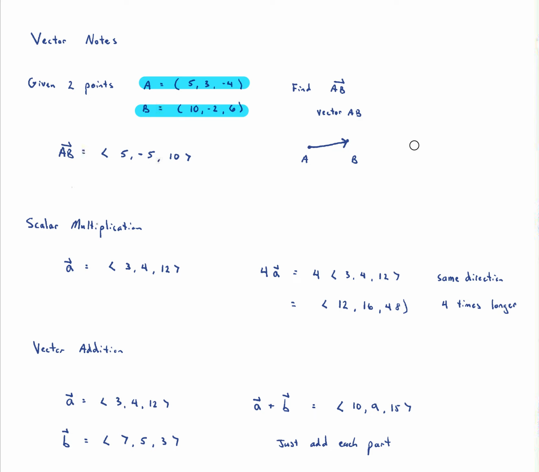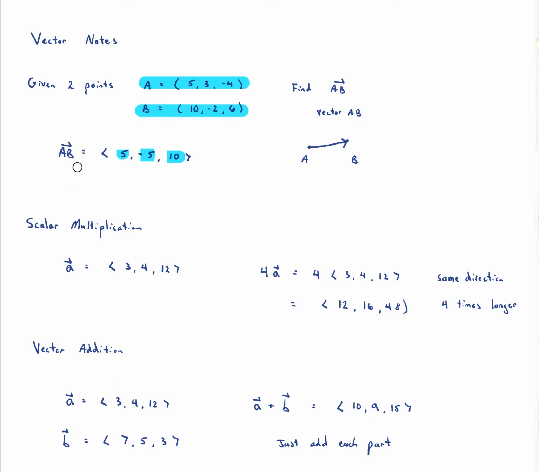Remember, a vector is going to be signified by an arrow starting at A and going to B. And it's very similar to a slope idea, in that if I'm at 5 and I go to 10, I went over 5. If I'm at 3 and I went all the way to -2, I went down 5. And if I'm at -4 and I went all the way to 6 in the z direction, the depth, the dimension, then I went that way 10. So the vector AB, denoted by the arrow, is in three-dimensional space <5, -5, 10>.